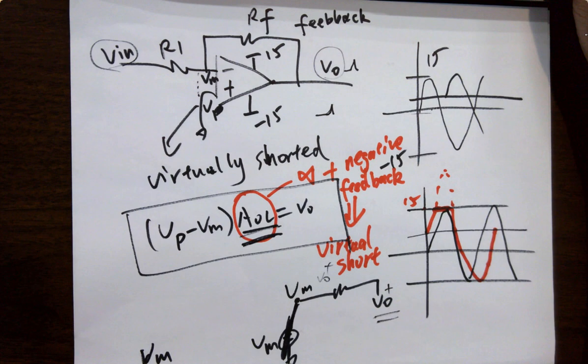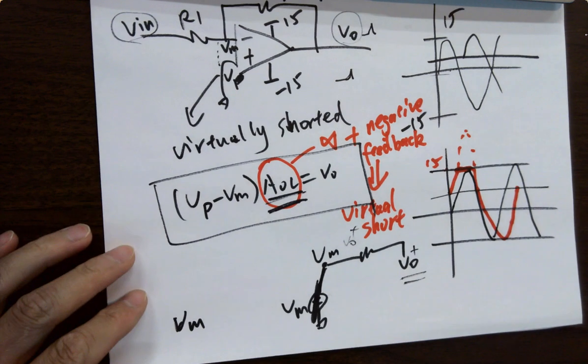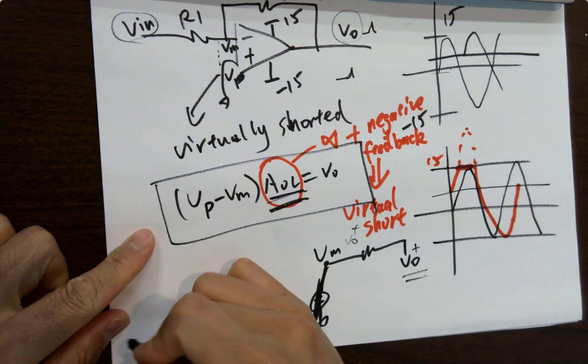So what are the 2 bullet points to answer that question? First, infinite open loop gain. Second, negative feedback. Perfect answer. I'll let you pass the interview.